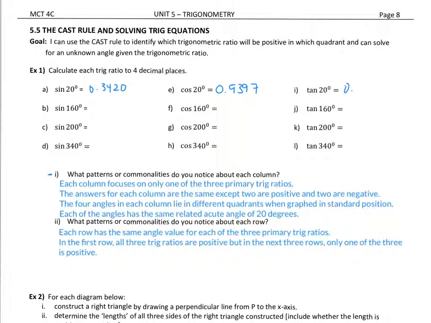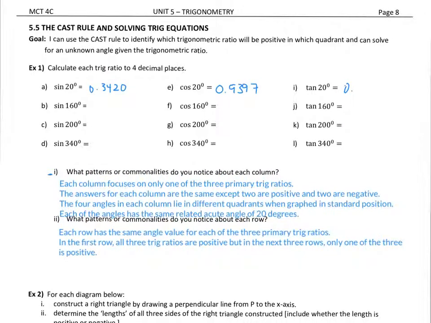Okay, so if you filled in all your values here for your trig ratios, I'm just going to get the tan of 20 degrees in here. That's 0.36397, so that's going to round up to 0.3640. What we noticed is that each column focuses only on one of the 3 primary trig ratios. The first column here is all sine ratios, this column is all cos ratios, and this one's all tan ratios. The answers in the columns are the same, except 2 are positive and 2 are negative.